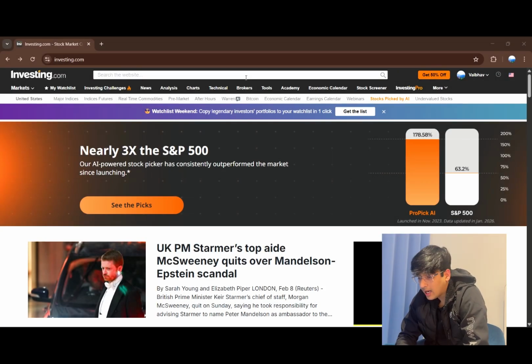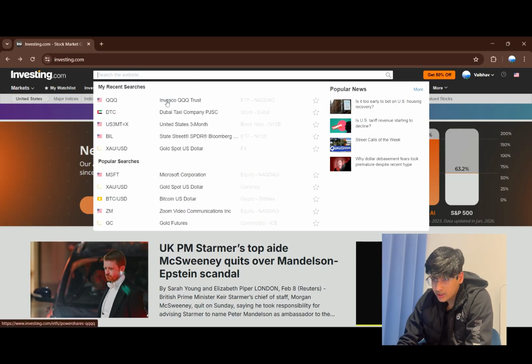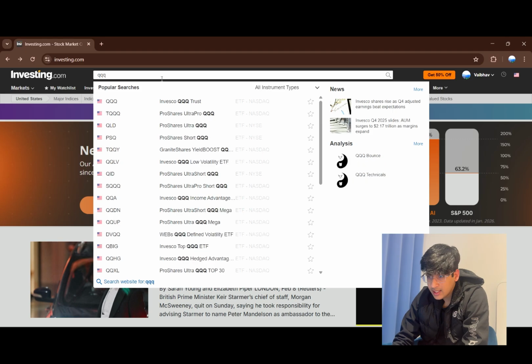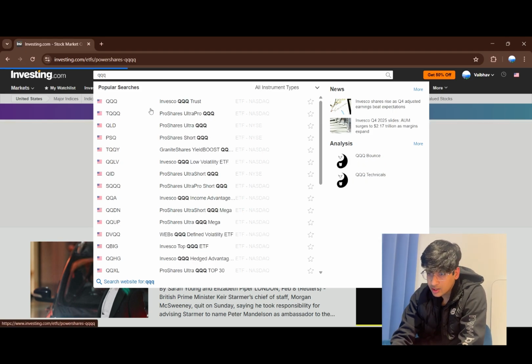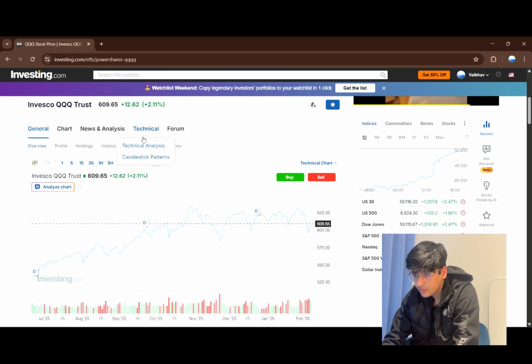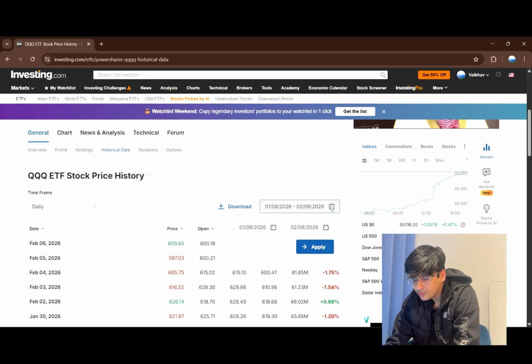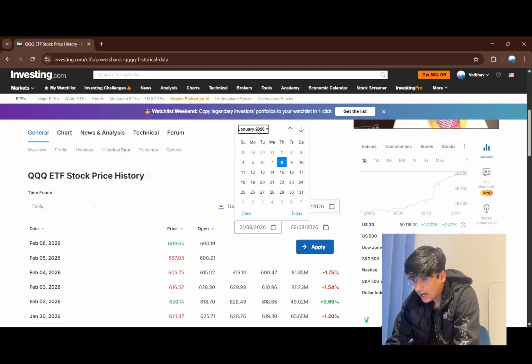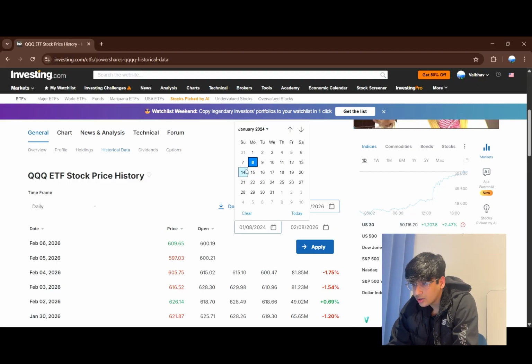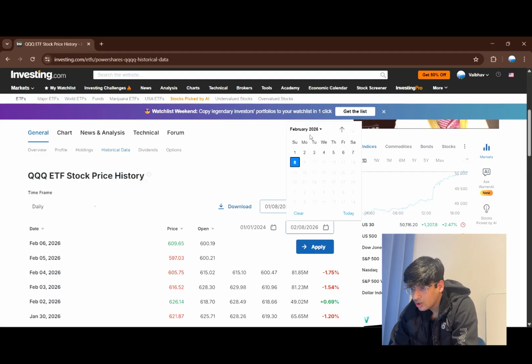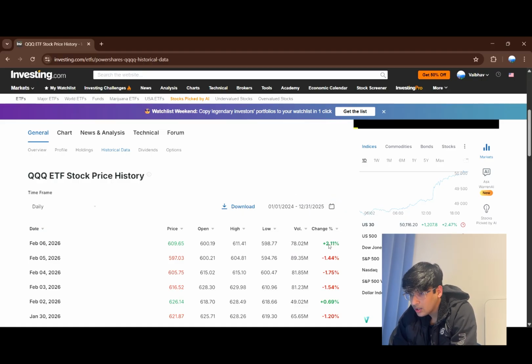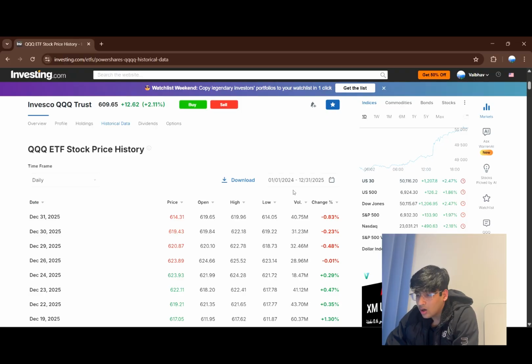Moving to question number 3, I decided to analyze a passive portfolio to get my data. I used investing.com. From this, basically I searched for which ETF I needed. I needed the QQQ ETF. Then after this, I went to historical data. In historical data, I set the time for January 1st to December 31st, 2025. This is the 2-year data which I used.